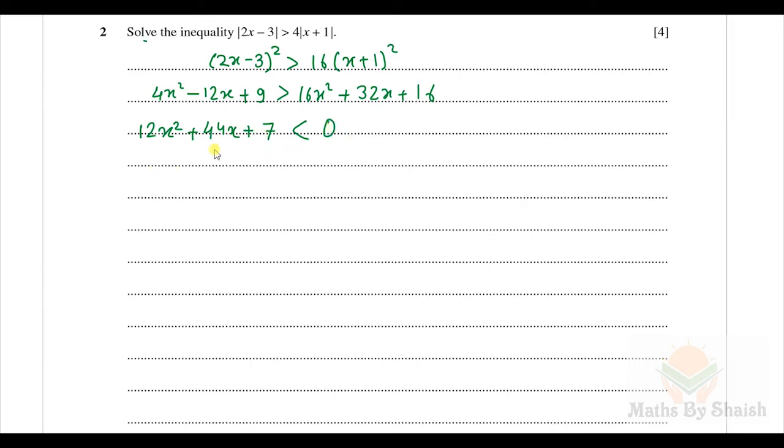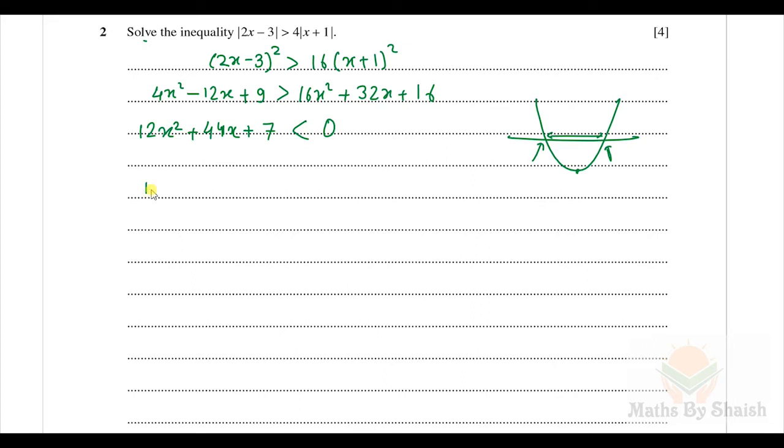So now we need to solve this quadratic inequality. We'll find the roots, and since the graph is a cup shape, we'll get the minimum point here, that is a different thing, but we are going to get the two roots. And since we require less than 0, it means the part below the x-axis, so the x values will be these values. So let's find the roots.